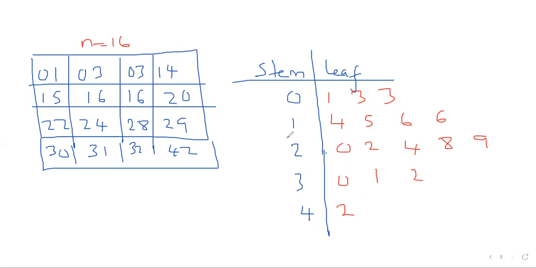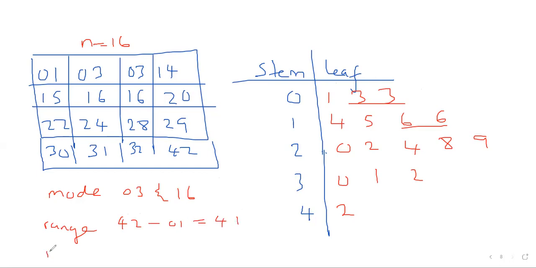So n is 16, right? So we're able to tell here what our mode is. Our mode, the numbers that appear the most, double 3, double 6. So this is 03, and this is 16. The range, since it's already in order, we have 42 minus what? 01. Is 41.